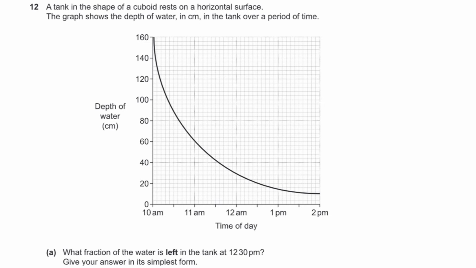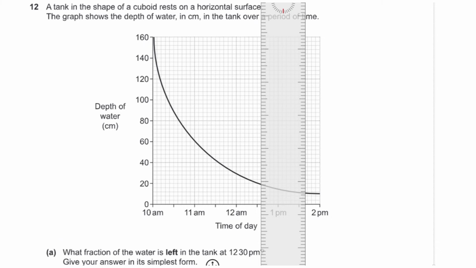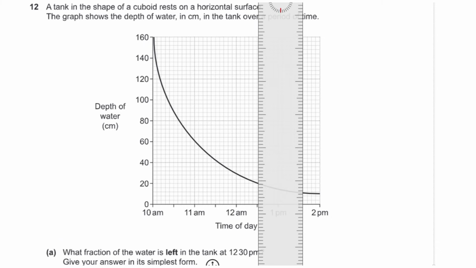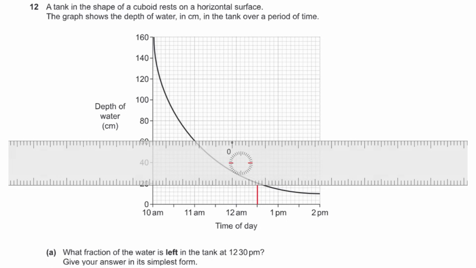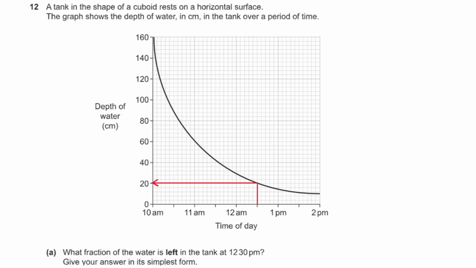So where is 12:30 p.m.? So 12:30 p.m. is going to be halfway between 12 and 1, isn't it? Which is going to be here. So using my ruler and drawing up to the curve, when I get to the curve, bounce and go along the other direction. Depth should be 20 at that time. Okay, so at that time there is 20 centimeters left.